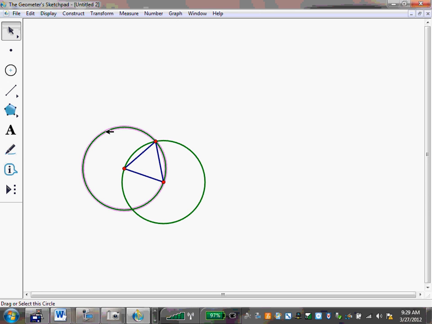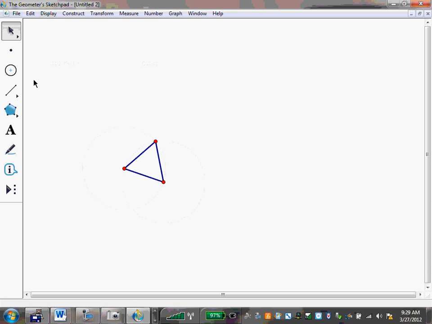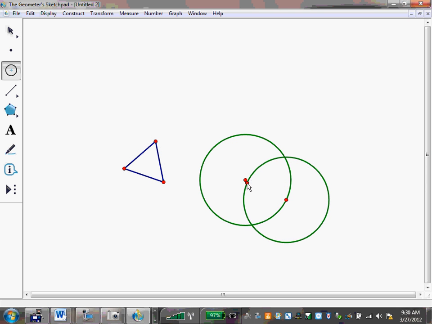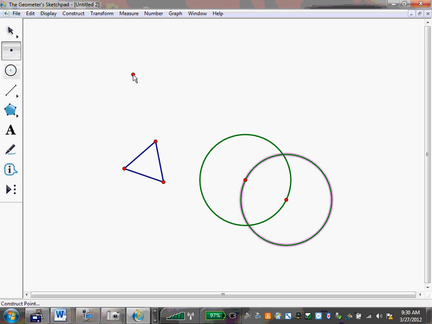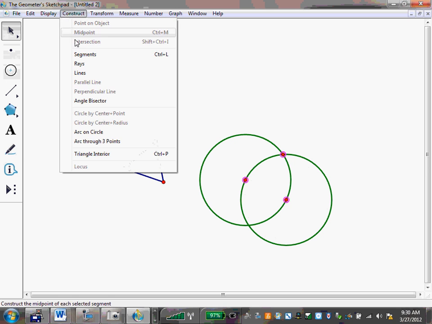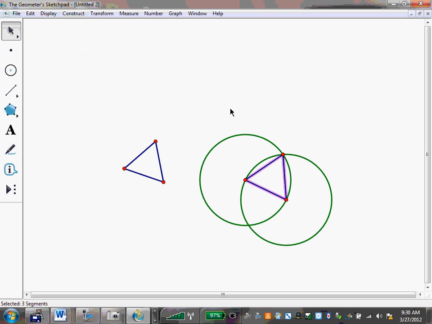Then I can highlight the circles and hide them. And then I'm going to make another equilateral triangle right next to it. So I'm going to make my circle and then go from that point back to the center of the first one. Find the intersection point and then construct the segments.